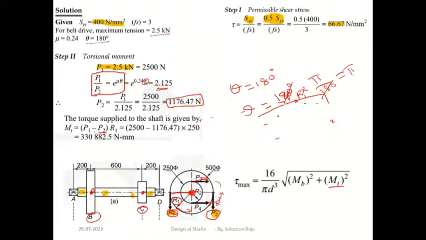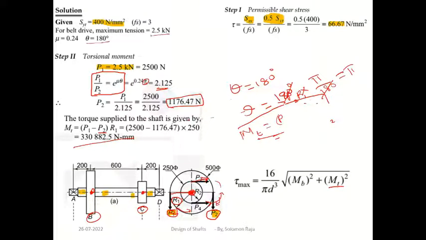Already we have the P1 value. Substitute both P1 and P2 values. They have given the radius of the pulley in the question, so take the value and write it. So MT we got 330882. So we got one answer.